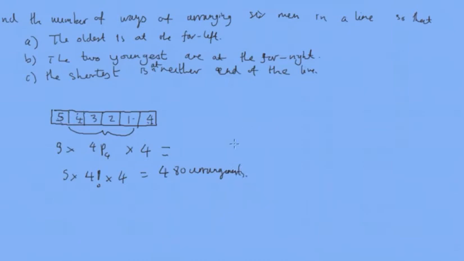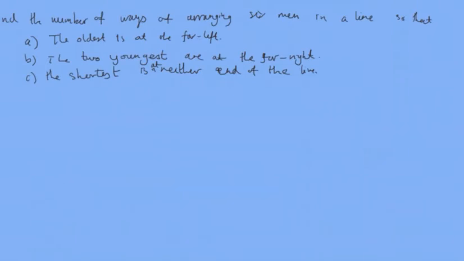Another way of doing this is to consider that the shortest man can be placed in one of 4 positions. And the rest of the 5 men can be placed anywhere. So that would again give us 480 arrangements. Let's get rid of that as well.